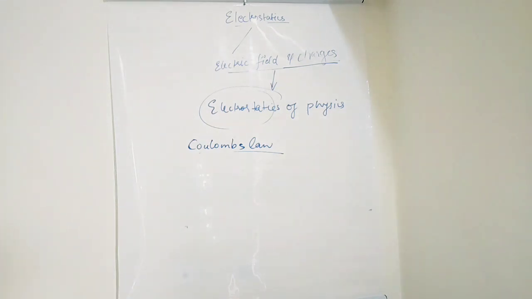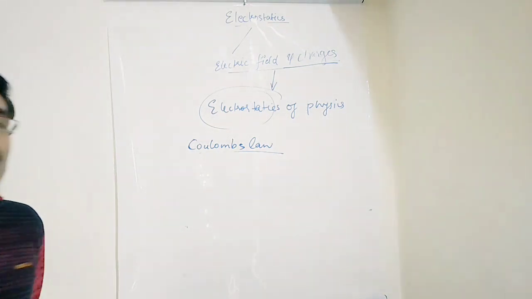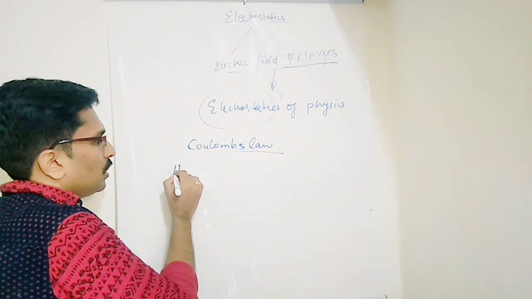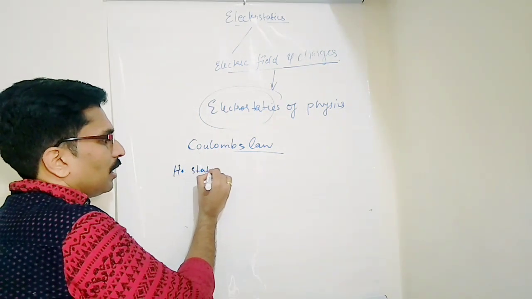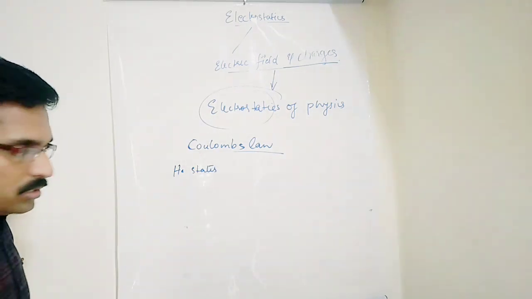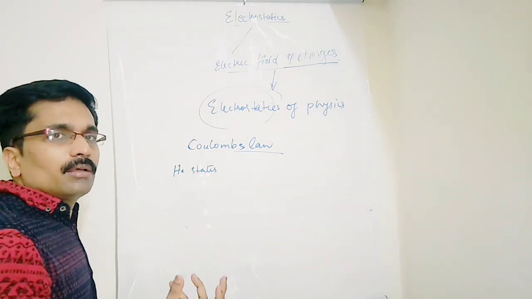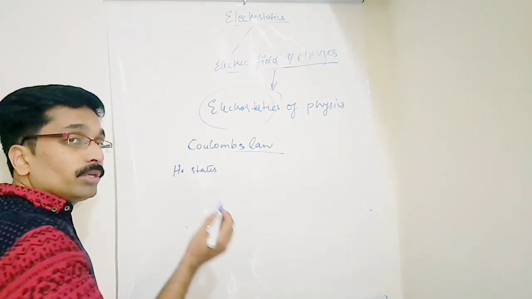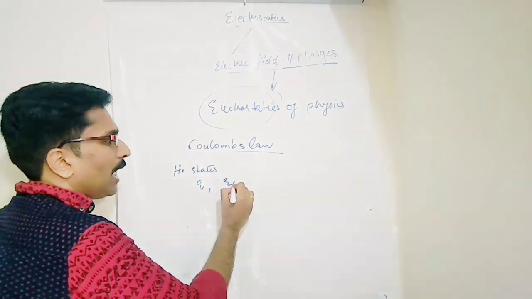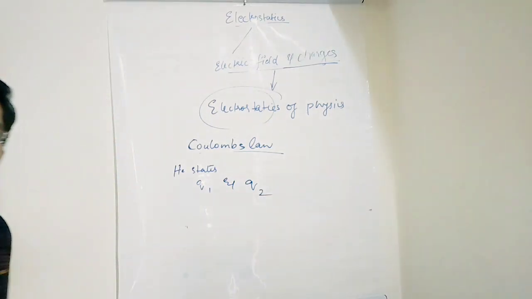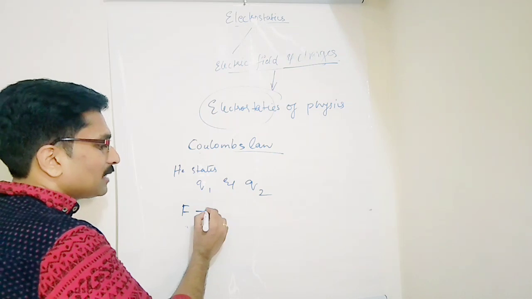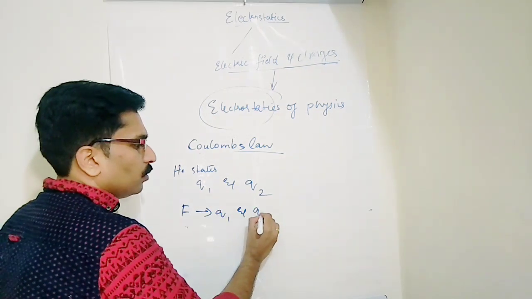Regarding Coulomb's law, he stated that we all know forces are attraction between two charges. Here we take the two charges as q1 and q2. These q1 and q2 are supposed to be the test charges, and let F be the force acting between q1 and q2.